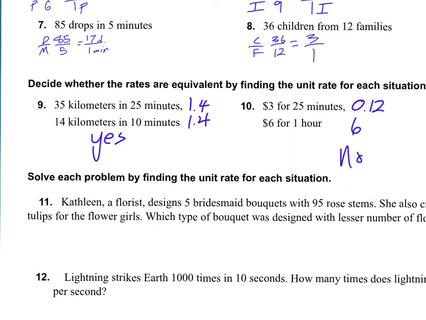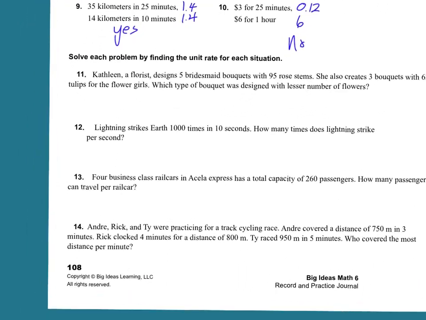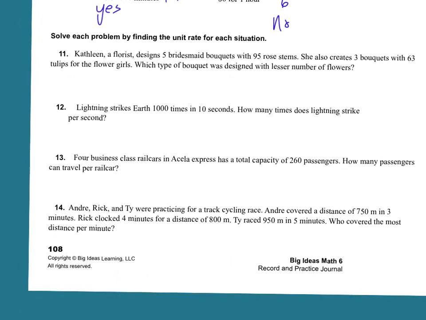Now we're going to look at the story problems. And the story problems I want to go through with you because it seems like students struggle with these more than anything. So let's read it first. Kathleen, a florist, designs 5 bridesmaids' bouquets with 95 rose stems. She also creates 3 bouquets with 63 tulips for the flower girls. Whoa! So which type of bouquet was designed with the lesser number of flowers?